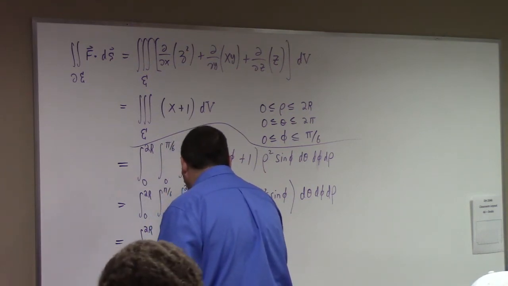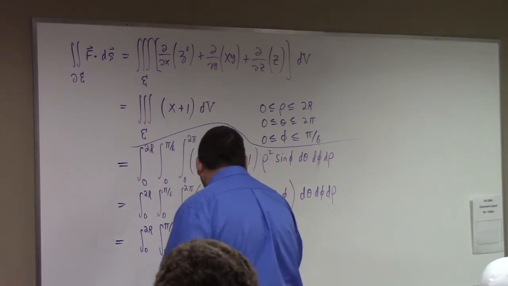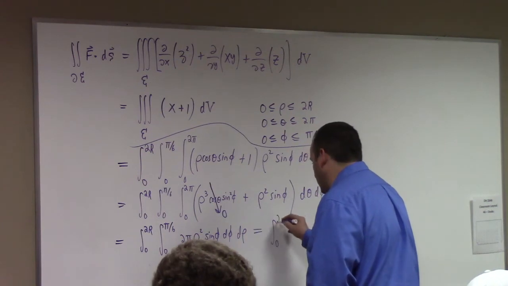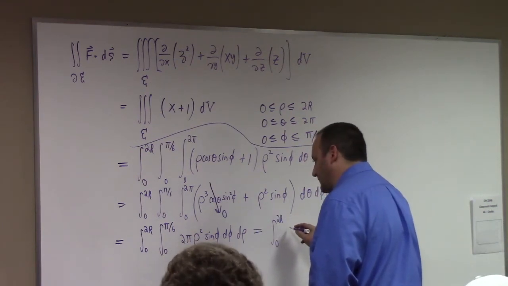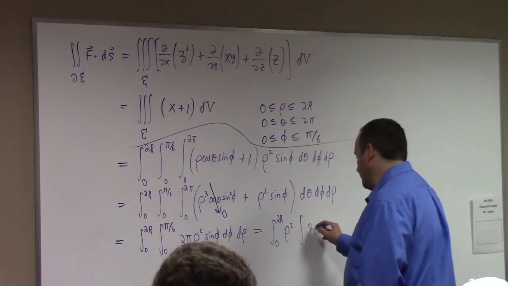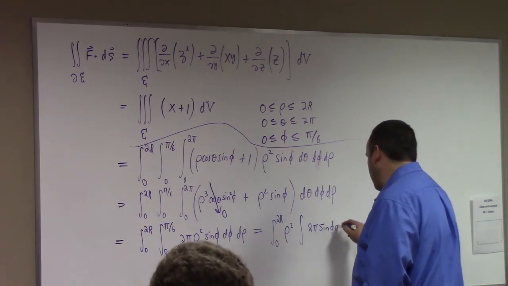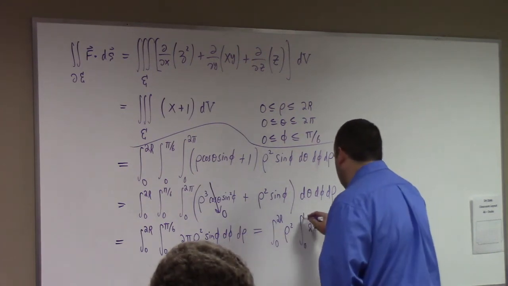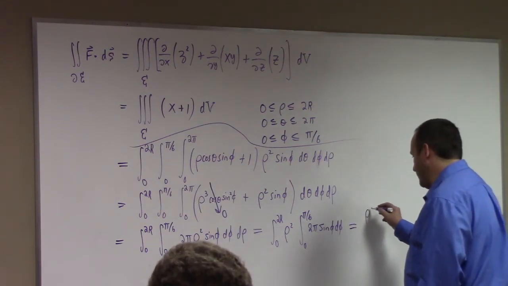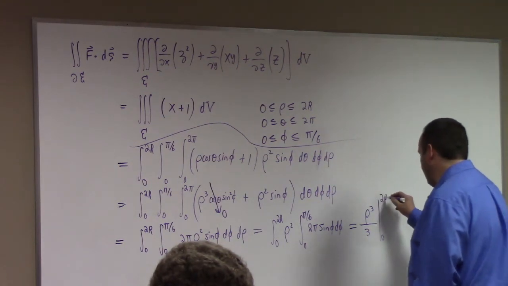Integrating theta gives us a 2 pi rho squared sine phi d phi d rho, which I'm going to factor since the bounds are nice here. So we've really got the integral from 0 to 2r of rho squared times the integral of 2 pi sine phi d phi from 0 to pi over 6. So what's that give us? That gives us rho cubed divided by 3, evaluated from 0 to 2r.